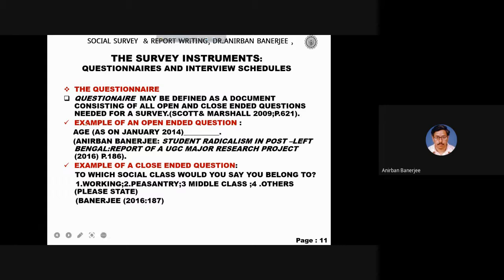This is an example of an open-ended question. Age, as on January 2014. This is an open-ended question. Example of a close-ended question. To which social class would you say you belong to? Working, peasantry, middle class, others. Please state.